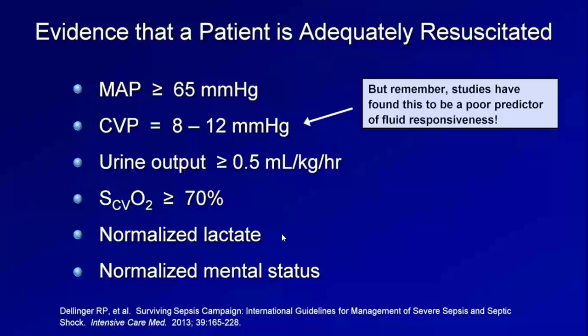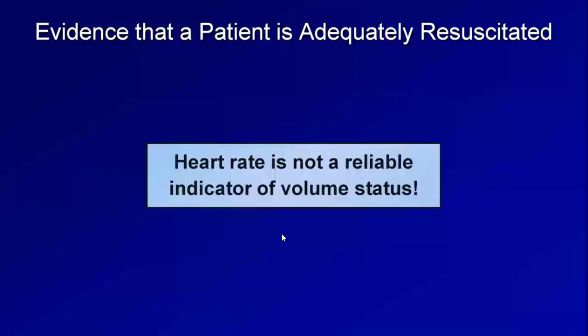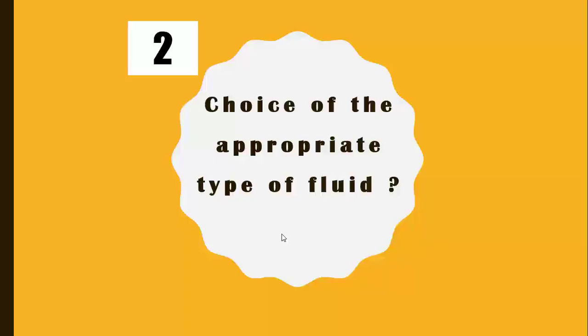But again and again, remember that studies have found these to be poor predictors for fluid responsiveness, and the heart rate is not a reliable indicator of volume status. So to summarize the first part of the lecture, we prescribe IV fluids to resuscitate patients in shock in whom there is a hope for fluid responsiveness, not only according to the judgment of the volume status, hypovolemic, euvolemic, or hypervolemic.